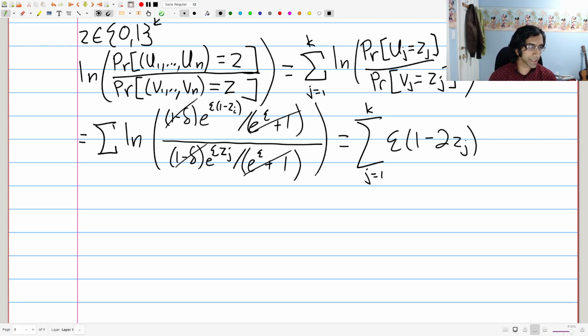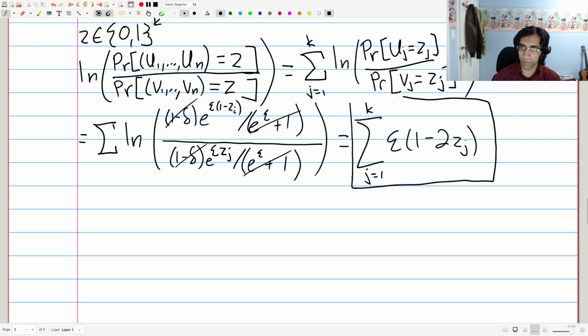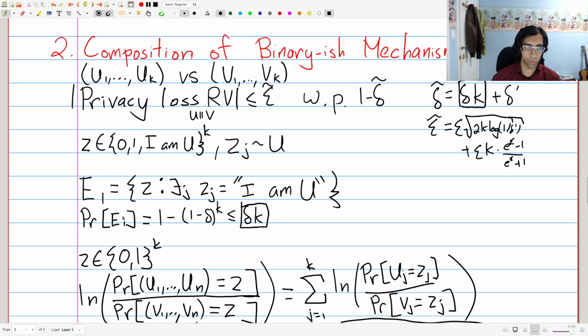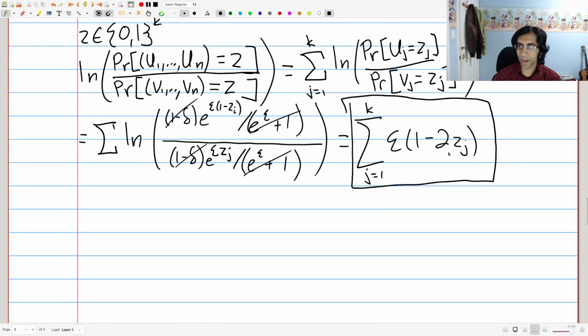So let's make a comment about this. We'll note that the privacy loss random variable is now in a very nice format. If we condition on the event E1 not happening, then in fact this is a sum of independent random variables which are all bounded.